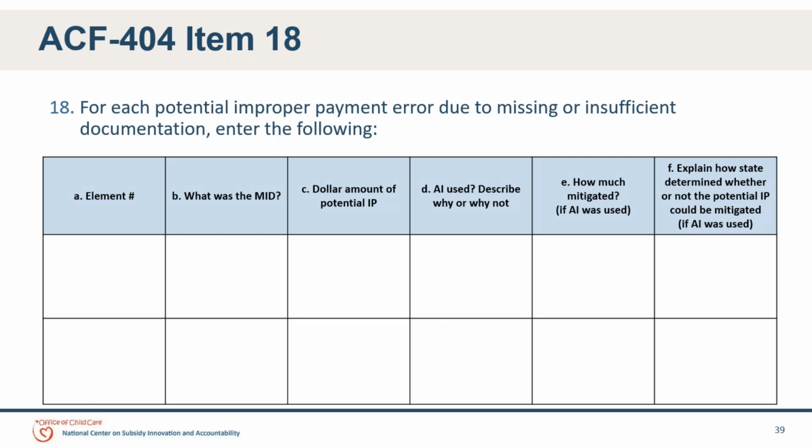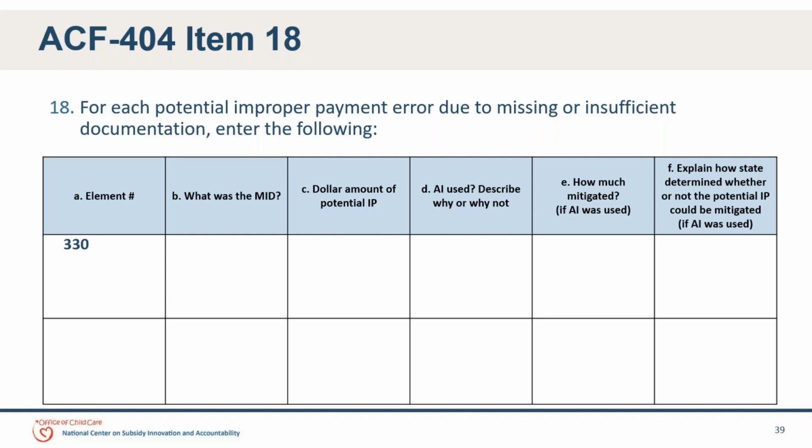All right, so here's what item 18 is looking like. And this one corresponds with item 7A above. So 7A, an example for this one, if the state had 12 potential MID improper payment errors, then you're going to have at least 12 rows here that you're going to need to complete. And you do need to add a row for all potential improper payment errors that are due to MID, regardless of whether an additional inquiry was used. And all of the data needed here can be pulled from your MID tables. So let's go ahead and walk through an example.